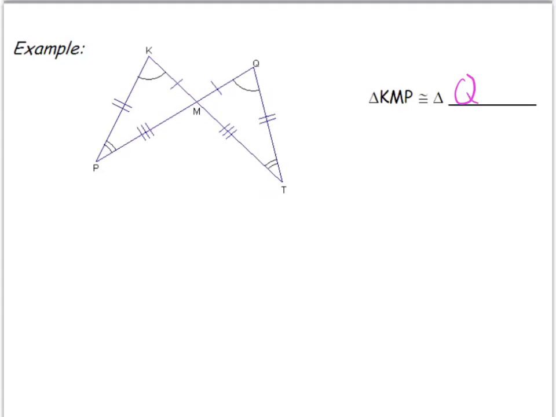I said K, didn't I? I meant Q. QMT. And order is important. If you switch it around, I'm going to mark it wrong.